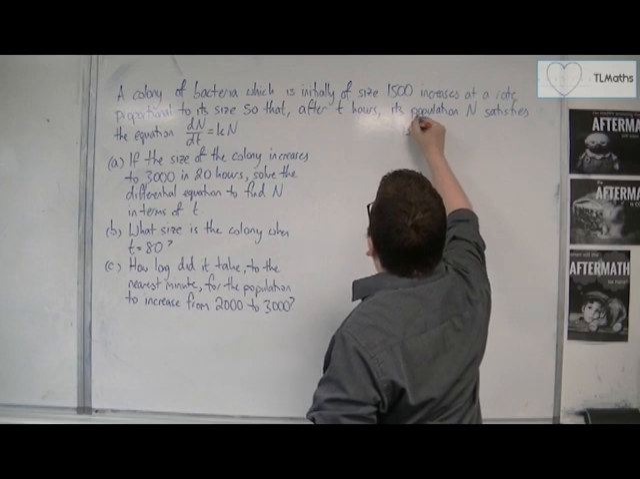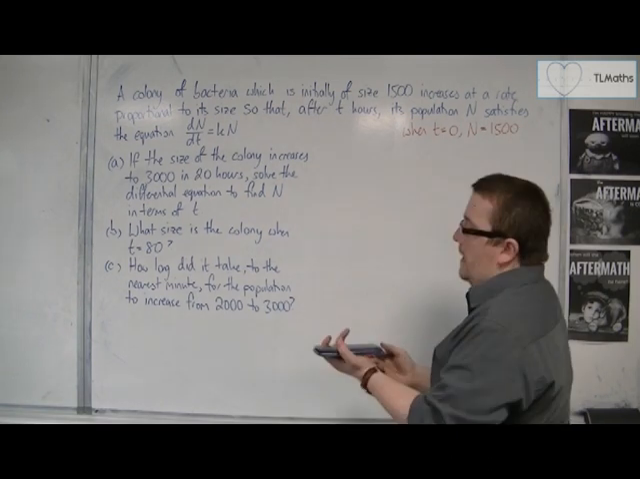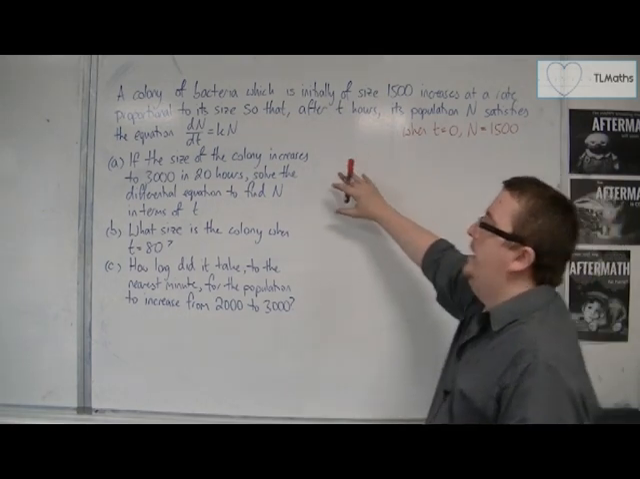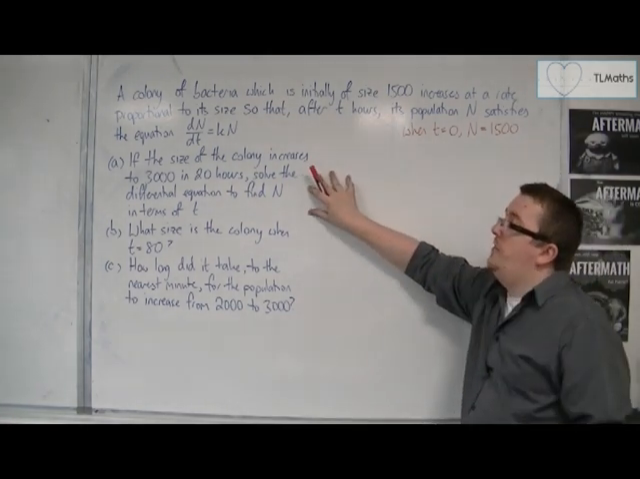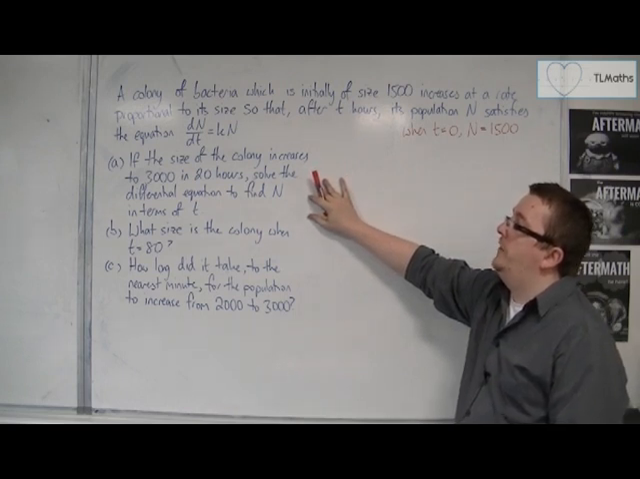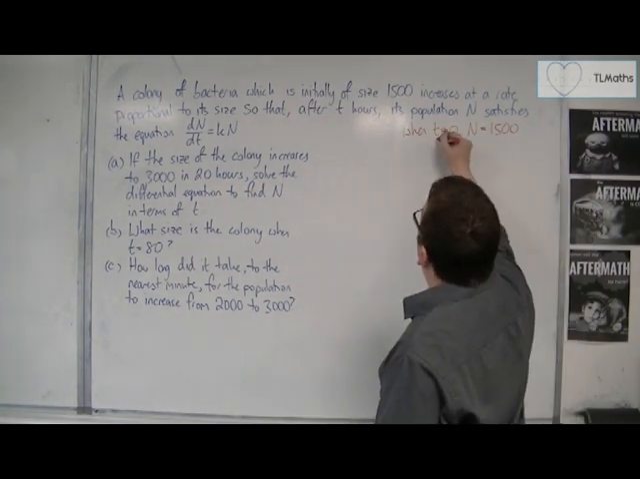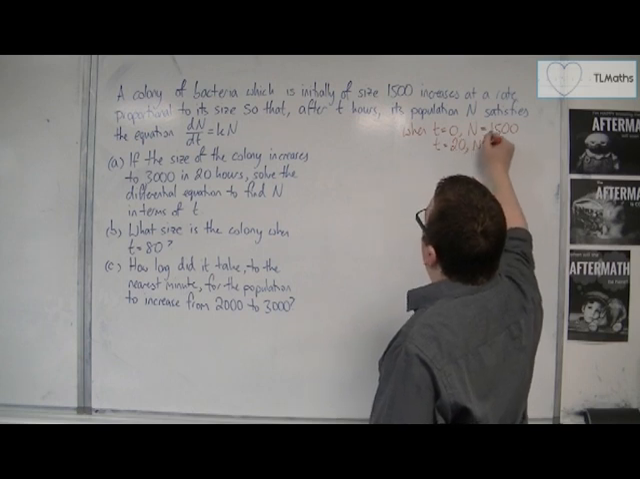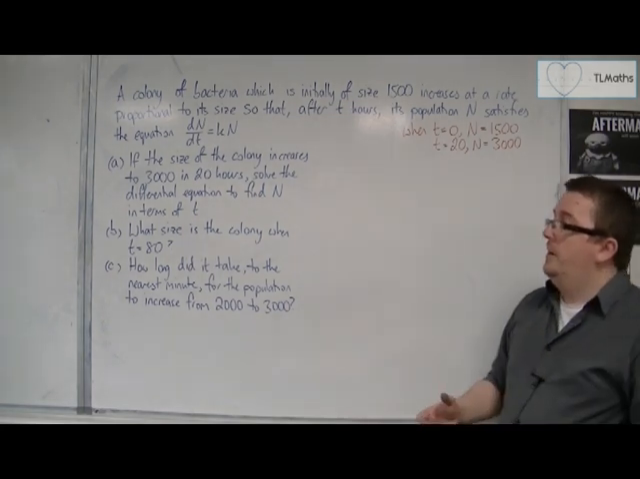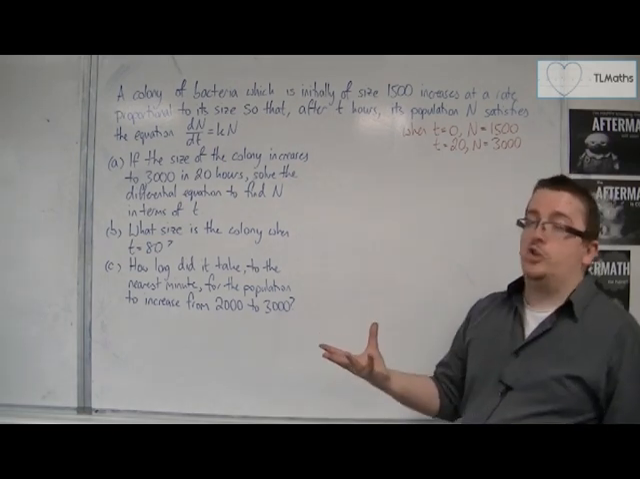So when t is 0, n is 1500. Okay, that's what we've been told. We've been told some initial conditions. If the size of the colony increases to 3000 in 20 hours, solve the differential equation to find n in terms of t. Okay, so we've been told that when t is 20, n is 3000. Okay, so this should give us enough information to solve this to find a particular solution.